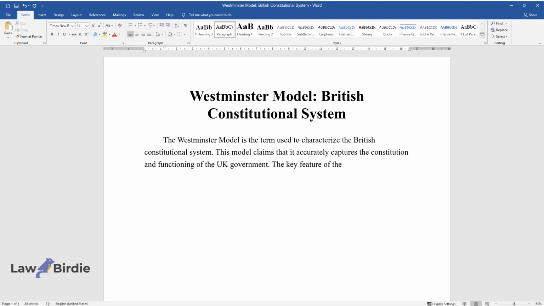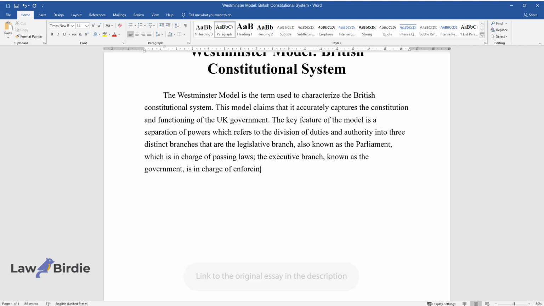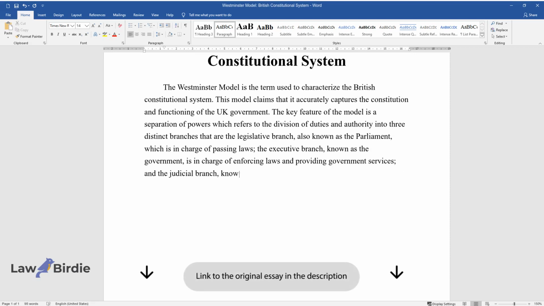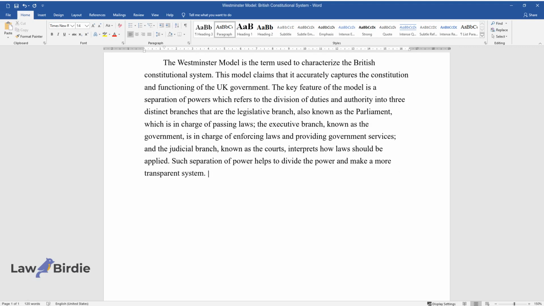The key feature of the model is a separation of powers, which refers to the division of duties and authority into three distinct branches: the legislative branch, also known as the Parliament, which is in charge of passing laws; the executive branch, known as the government, which is in charge of enforcing laws and providing government services; and the judicial branch, known as the courts, which interprets how laws should be applied. Such separation of power helps to divide the power and make a more transparent system.